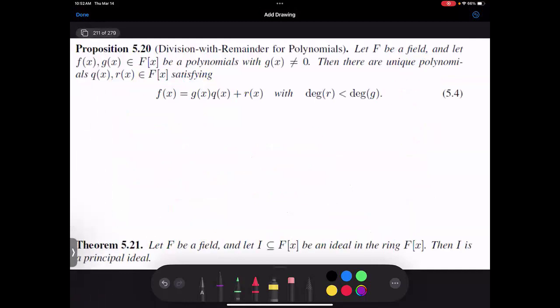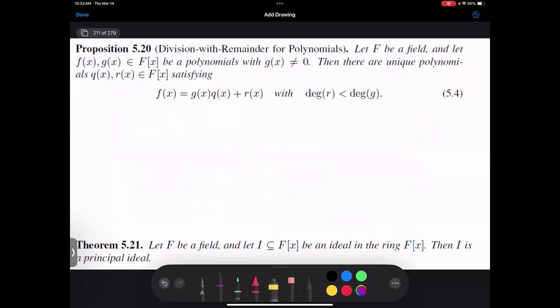Okay, so the next is division with remainder for polynomials. If I give you a field, and I give you 2 polynomials f and g in the field F adjoin x, so these are polynomials of finite degree. Let's assume g of x is not equal to 0. Then I can write f uniquely as some multiple of g plus a remainder, where the degree of r is less than the degree of g.